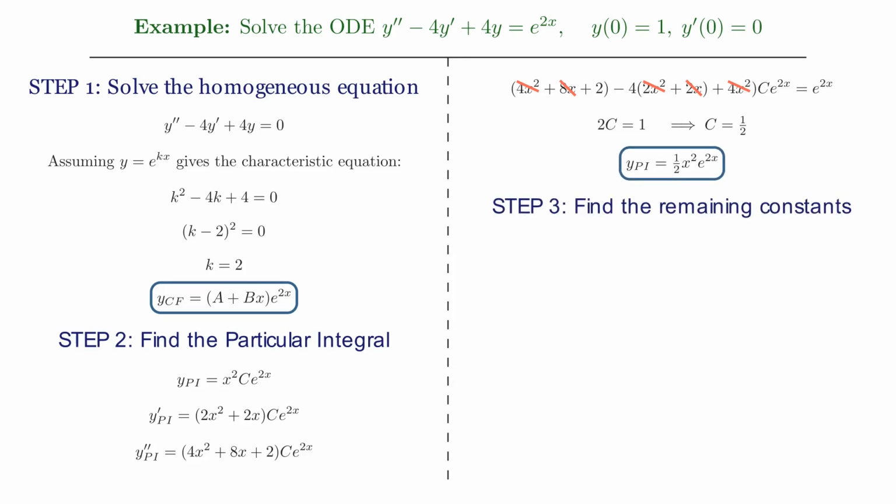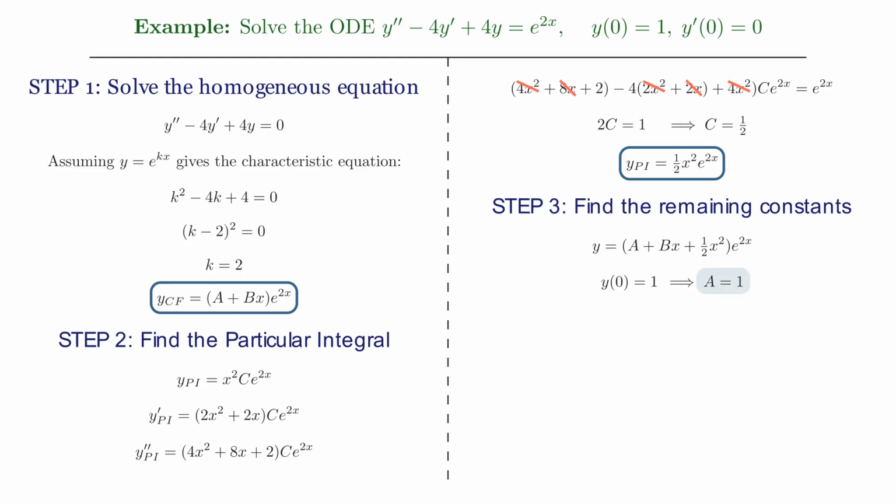The last step is to find the remaining constants. Our general solution is going to be the complementary function plus the particular integral. So y = (a + bx + (1/2)x^2) e^(2x). Using our initial conditions, y(0) = 1 means that when x is equal to 0, y is equal to 1. Substituting this in, we'll be left with a = 1.